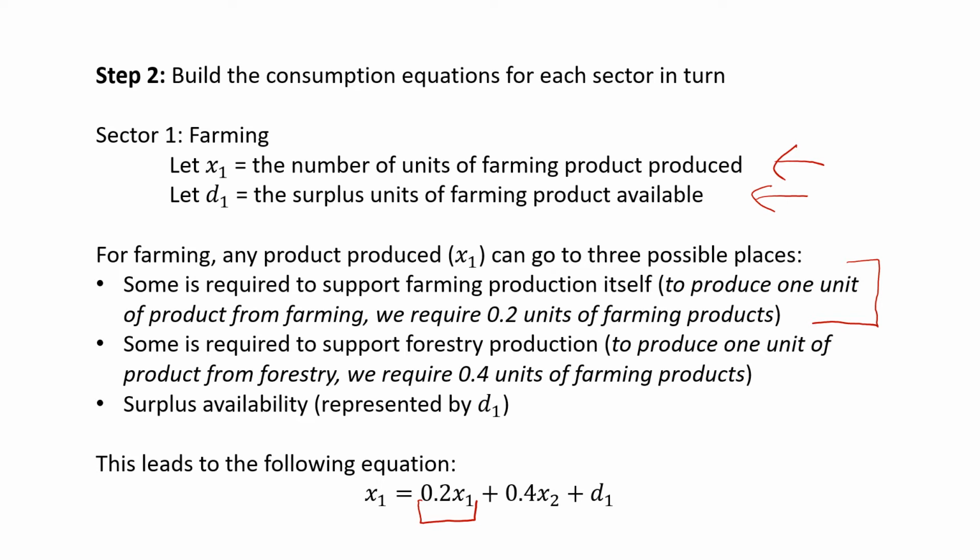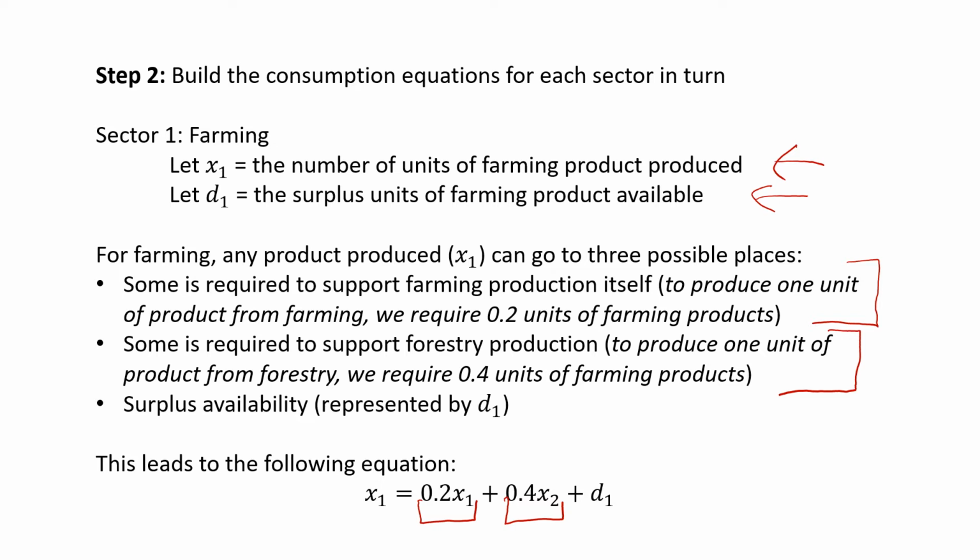Well, where else can it go? Some of the farming products go to the forestry sector. How much of that? Our problem said that every unit of forestry products that we produce needs 0.4 units of farming products. So we had a variable for the number of units of forestry produced, that was x2, multiply that by 0.4, and that is the amount of farming products needed for the forestry sector.